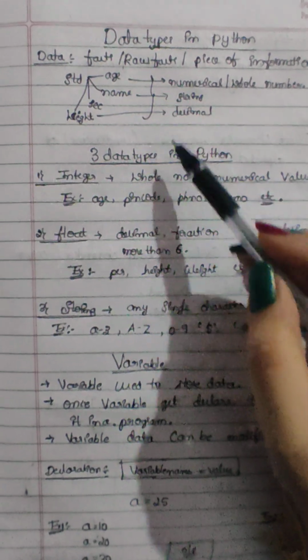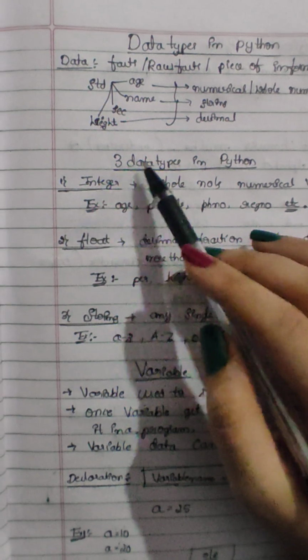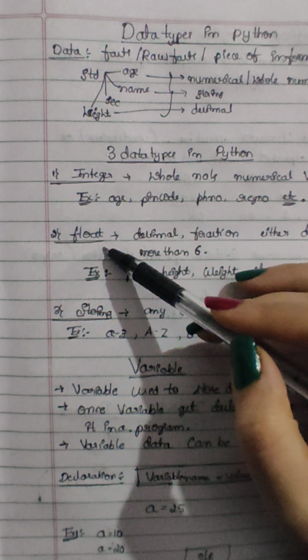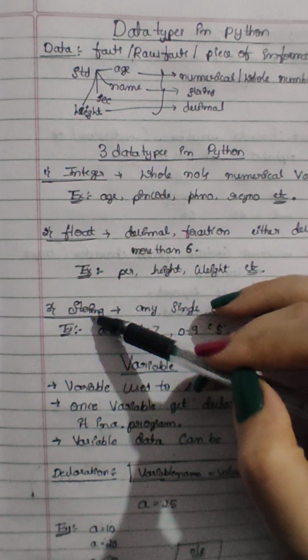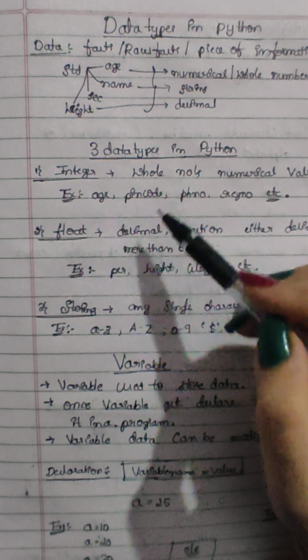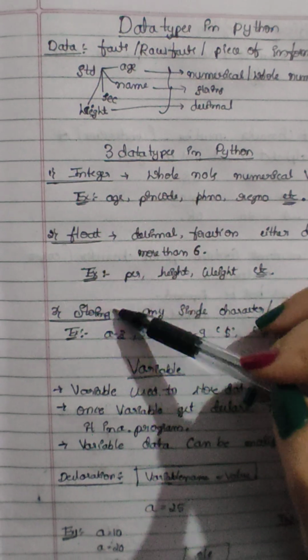So the next point we have to discuss is data types in Python. In Python we have three types of data: one is integer, another is float, and another is string. Python doesn't have a character data type. Here we only have integer, float, and string.